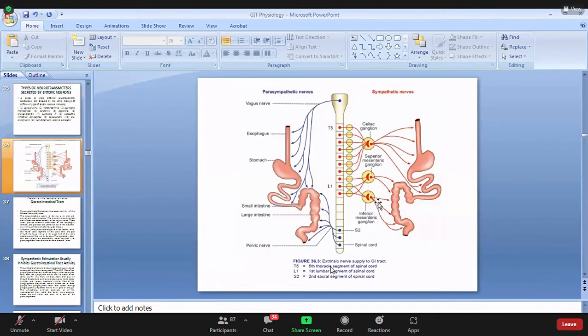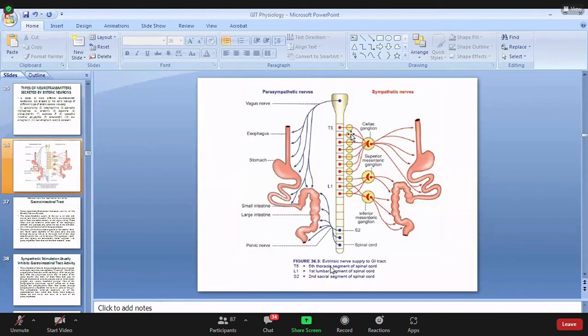বুঝাতে পারছি কথাটা? This is the spinal cord, okay? And from here the fiber arises. Sympathetic fiber arises from thoracic 5 to lumbar 1 segment of the spinal cord. Clear? T5 to L1 segment of the spinal cord.